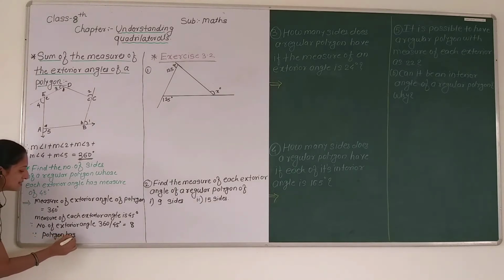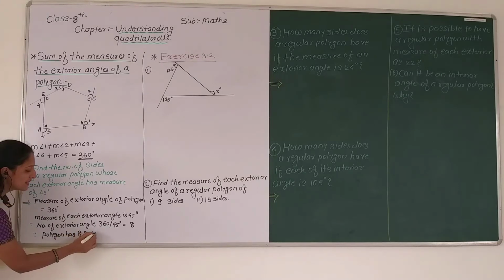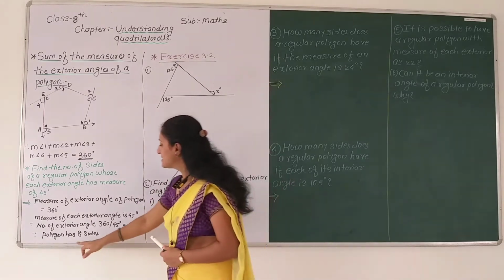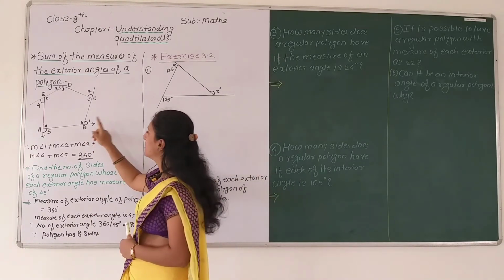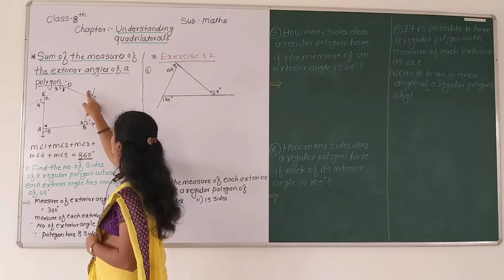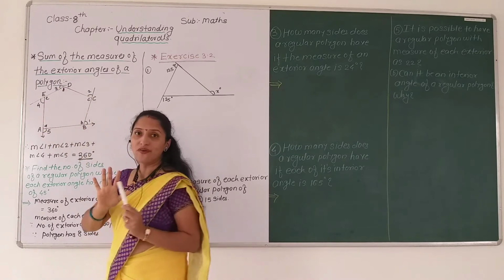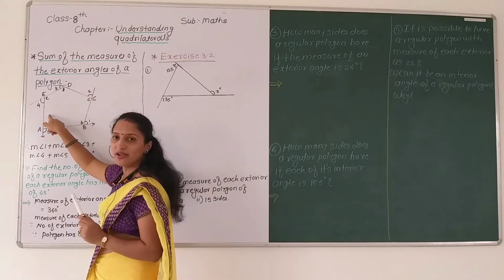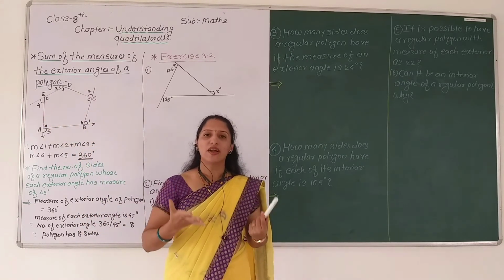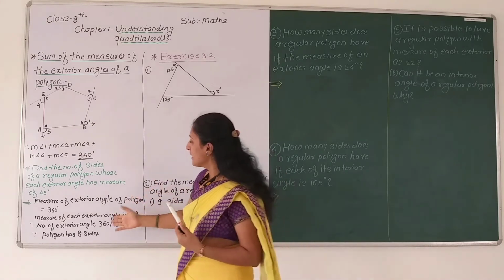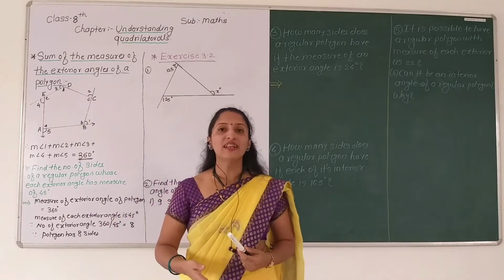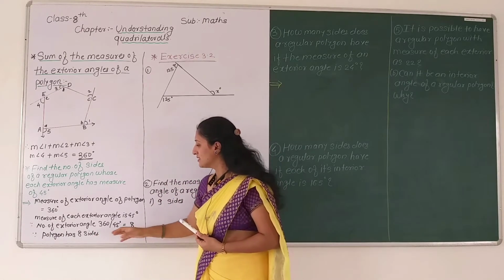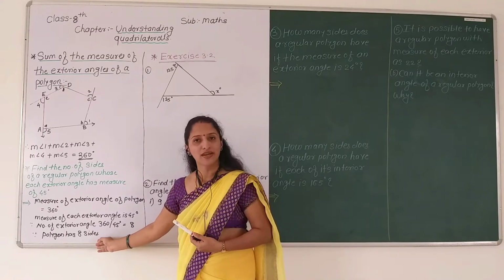Polygon has 8 sides. Right? Since number of angles is 8, the polygon also has 8 sides. Look at here. This polygon, here number of angles are 1, 2, 3, 4 and 5. 5 angles. Now count the sides. 1, 2, 3, 4 and 5. So this polygon has 5 sides and 5 angles. And it is a regular polygon. So it is equilateral and equiangular. So if number of angles are 8, then number of sides are also 8 here.